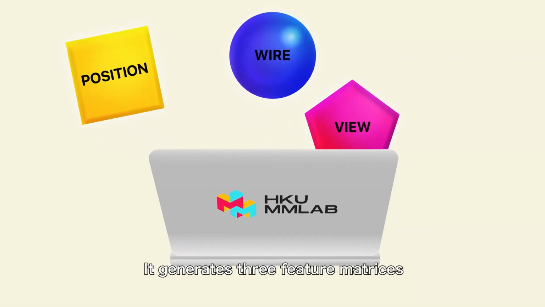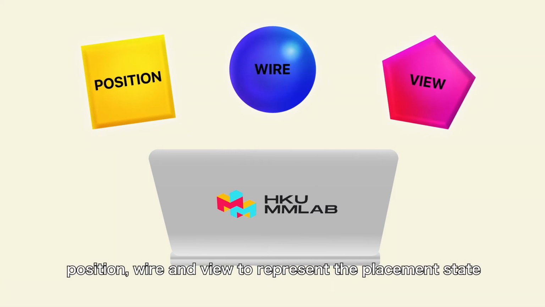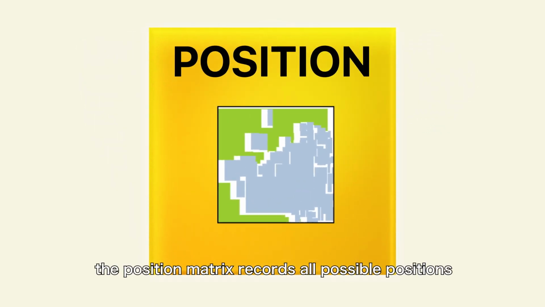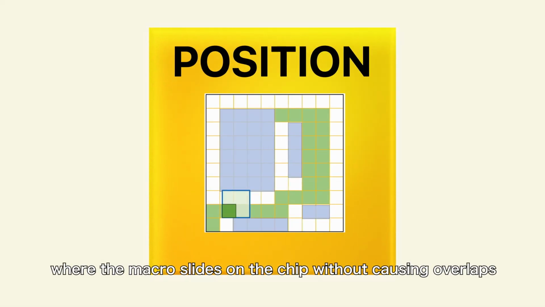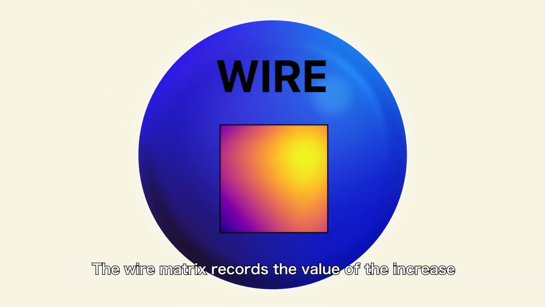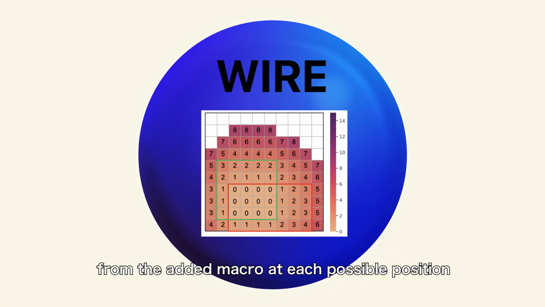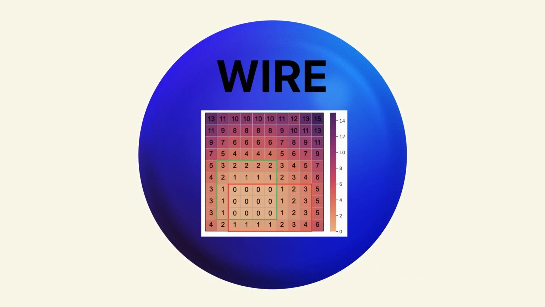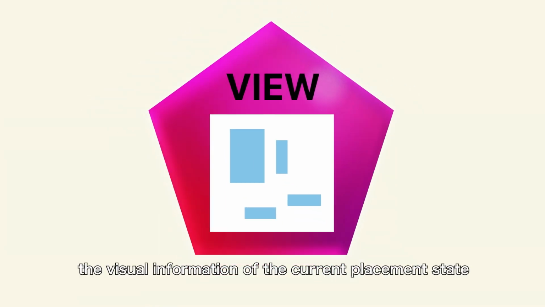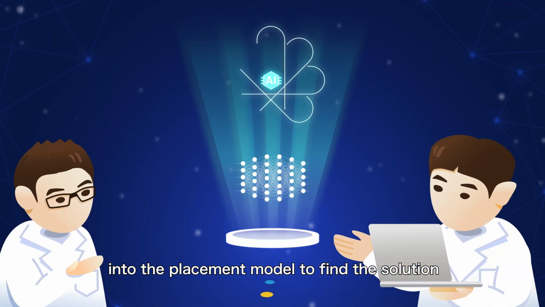It generates 3 feature matrices, including position, wire, and view, to represent the placement state. The position matrix records all possible positions where the macro can slide on the chip without causing overlaps. The wire matrix records the increase in wire length that results from the added macro at each possible position. The view matrix shows the visual information of the current placement state. We input the 3 feature matrices into the placement model to find the solution.